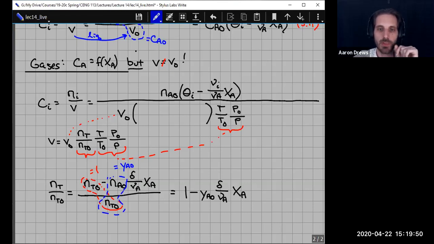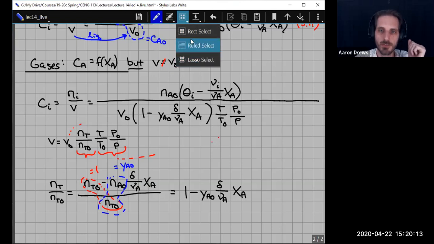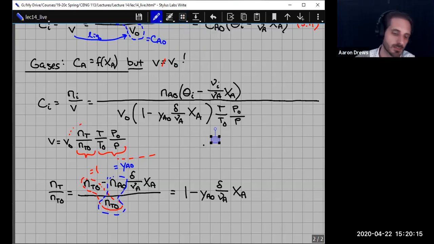So this is the term then that goes inside of our parenthesis, one minus Y A zero delta over the stoichiometric coefficient of A times X A. Right, that's not as bad as I made it out to be a minute ago. I was having fun because how fun is CSTR stuff? It's pretty fun, actually. I dig this stuff. There's something here that's stuck. Let's delete it. There we go.